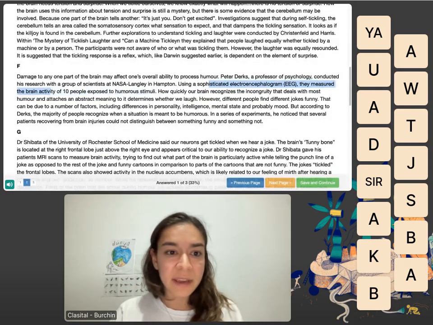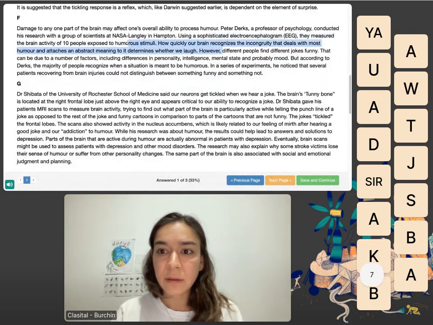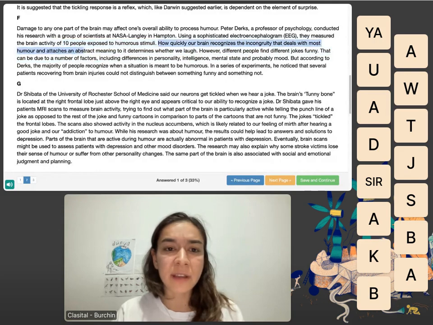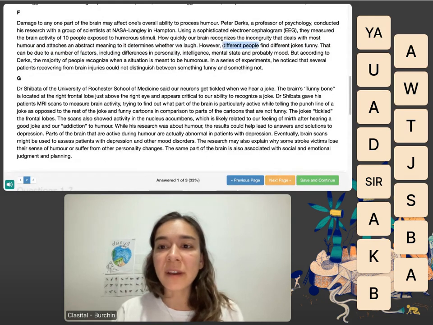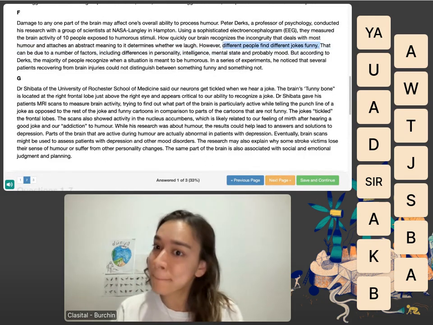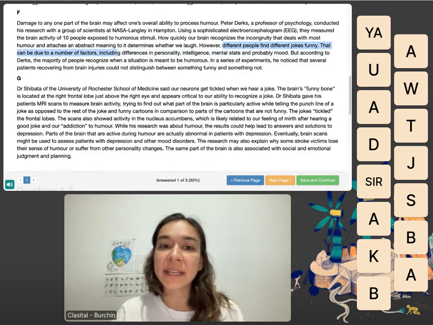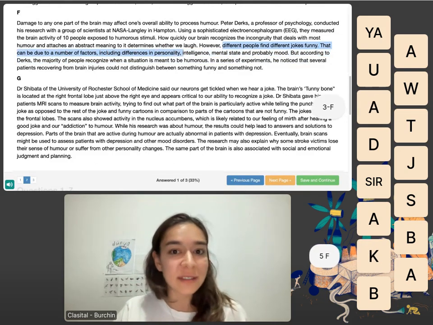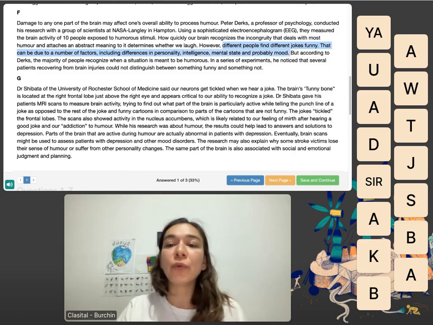With EEG, they measured the brain activity of 10 people exposed to humorous tabloids. How quickly our brain recognizes the incongruity that deals with most humor and attaches abstract meaning to it determines when we laugh. However, different people find different jokes funny. That can be due to a number of factors, including differences in personality, intelligence, mental state, and probably mood.